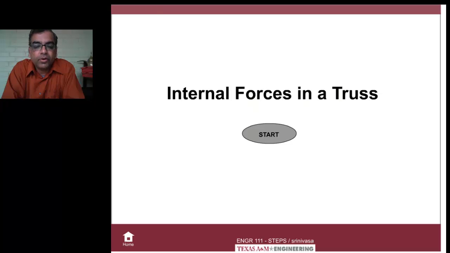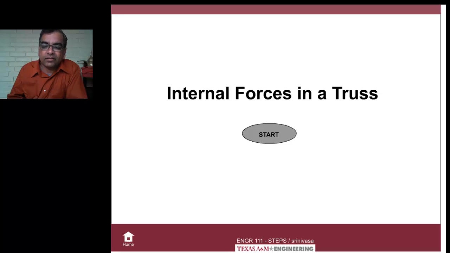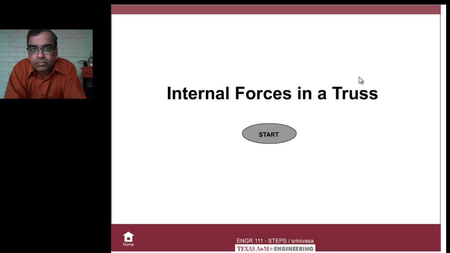Today we are going to talk about how to calculate the internal forces in a truss. Before we go there, we just want to make sure that you understand what a truss means. A truss is an object in which every bar is a 2-force bar. So isn't that nice? Makes your life very easy.